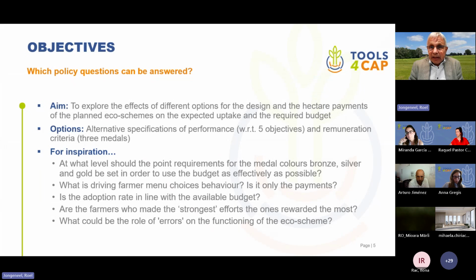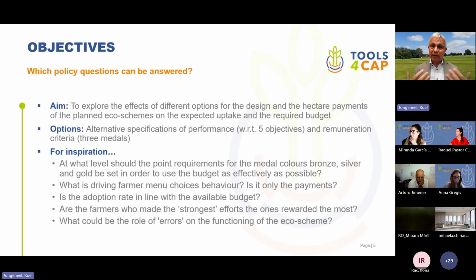The Dutch system is that farmers can, with their activities, be remunerated according to so-called medals, a bronze, a silver and a gold medal, which varies from say 60 euro per hectare in the case of bronze, and when you are gold, you could earn 200 euro per hectare. Now, from this scheme, there were a lot of questions about the remuneration, about the criteria, but also about better understanding of farmer choices and their adoption behavior.